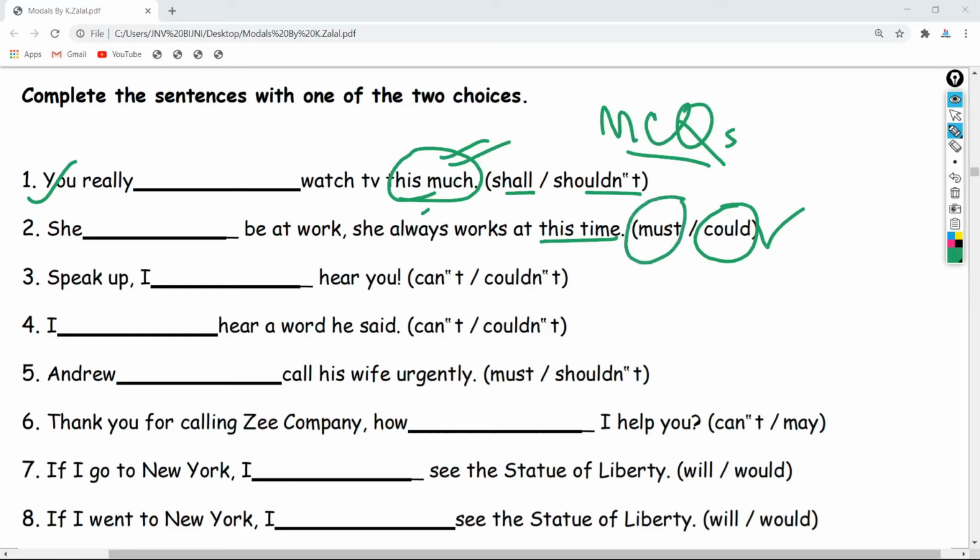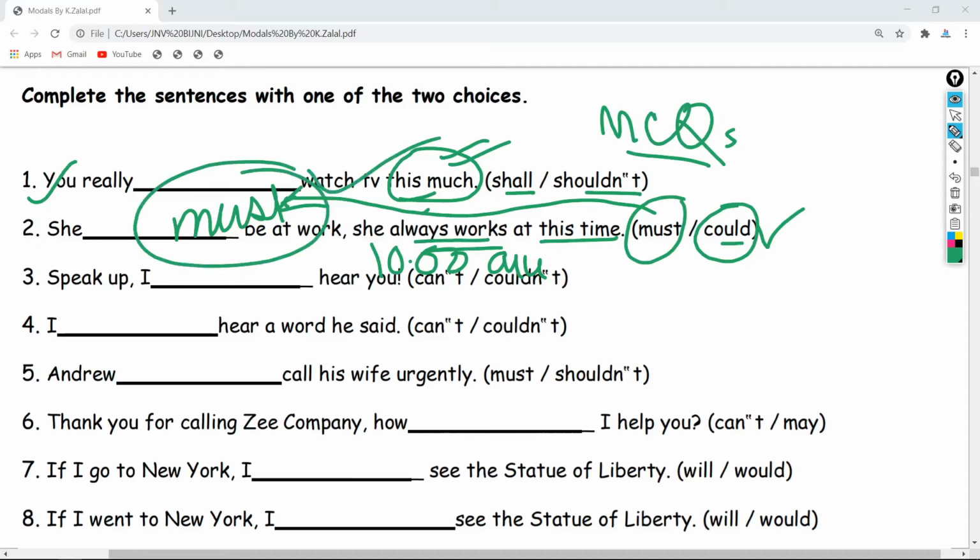Whether it will be must or could: she must be at work. Suppose I am writing must be at work. She always works at this time means you are very much confirmed. Suppose it is 10 a.m. and at 10 a.m. she comes to the office and continues doing the work. This is the beginning time of the office, and certainly she will positively be in the office doing the work. Therefore the option must can be given here without any hesitation.